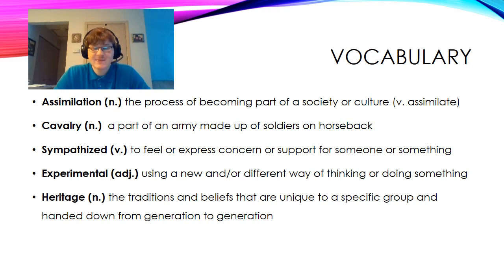Experimental, think of like experiment in science class. It's when you use a new or different way of thinking or doing something. So if you do an experiment in science class, you're doing something new or different and you're tracking your results. You're going to do an experiment using a new technique and then you're going to record down what's different about it. And lastly is heritage.